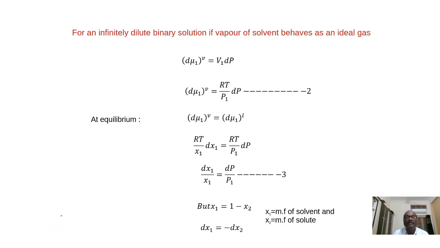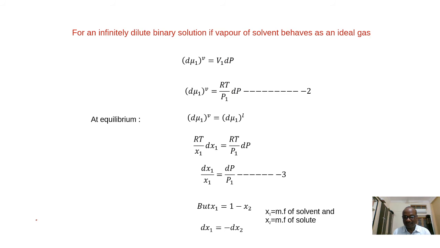Okay, now let us look at the vapor. In the case of vapor state, the change in chemical potential d mu1 is equal to V1 into dP. The change in chemical potential depends on the vapor volume. If this vapor behaves as ideal, then what is our formula for 1 mole? P1 V1 is equal to RT, so V1 is equal to RT by P1. Instead of V1 we write RT by P1 for 1 mole of gas. So d mu1 for vapor phase is equal to RT by P1 into dP. This is equation number 2.